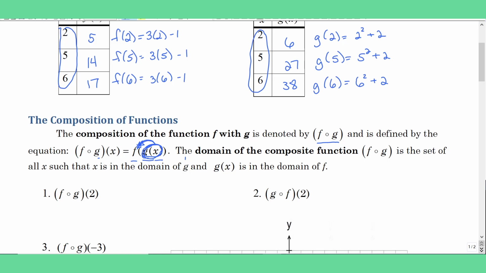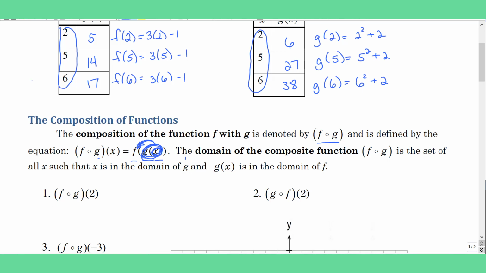So the domain, which is the input, of the composite function f of g is the set of all x such that x is in the domain of g, because we had to start with that, and g of x, again, is the domain or the input of f. Now, I know that's a mouthful, but it's really easy. So let's look at this first example.